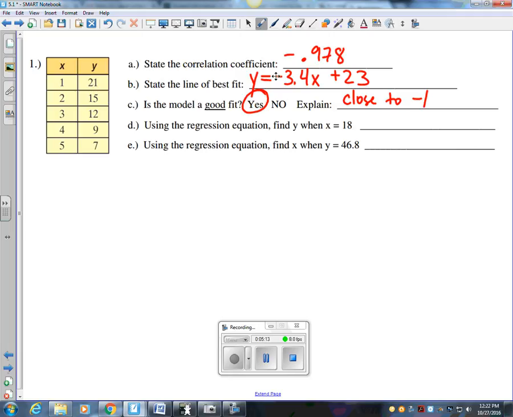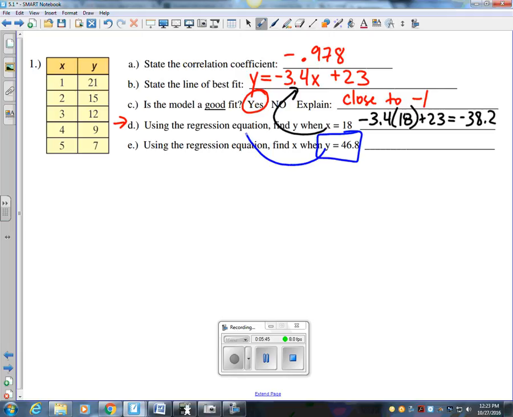This is what we're adding on today. Using the regression equation, find y when x is 18. We need to plug that into our equation. So -3.4 times 18 plus 23. Just type that all in your calculator and you get -38.2.